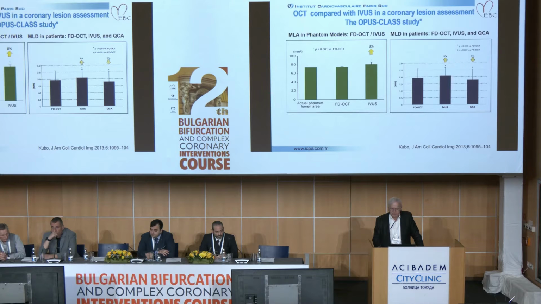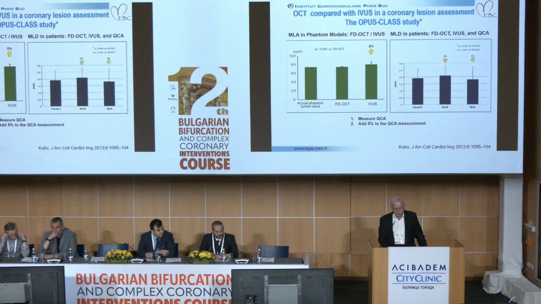So how can we use this information? You measure QCA, better with a dedicated QCA, but you can do it with a traditional one, measuring the normal segment, if possible, as far as possible from the bifurcation, but not proximal or distal to another bifurcation. You measure, and you add 5% to compensate for the undersizing of angiography.